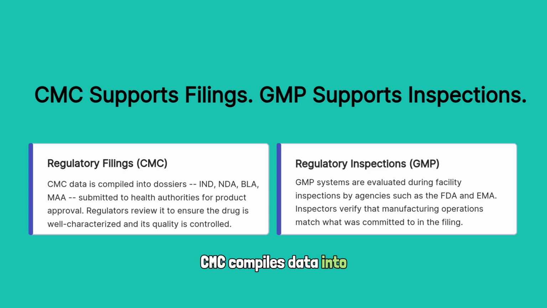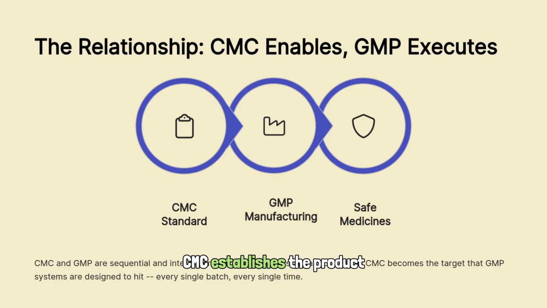CMC compiles data into dossiers like investigational new drug application, biologics license application, and marketing authorization application for regulatory approval, ensuring drug quality. Good manufacturing practice, on the other hand, is assessed during facility inspections by agencies like the Food and Drug Administration and European Medicines Agency to verify compliance with the commitments made in these filings. CMC establishes the product standard, which GMP systems aim to achieve consistently. This interdependence ensures that each batch of medicine is manufactured safely and effectively, maintaining the quality and safety standards set by CMC.